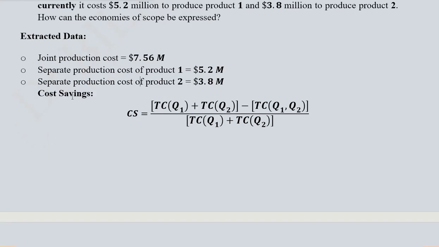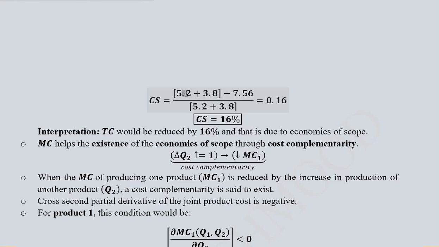Primarily, we can start with the cost savings, and here is the formula that we just read before. It's the same formula. Here we are going to put the values. This is the total cost of producing the first good separately, and for product 2 separately. This is the total cost of producing both of the goods jointly, and this is the sum of the production cost of the first good and the second good separately. So the answer is 0.16, which if expressed in percentage terms is equal to 16.0%.